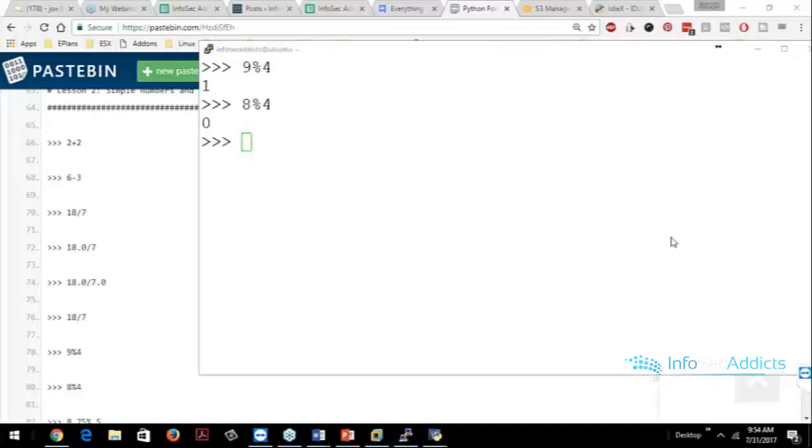Okay, Yanku's got a question. Let me see. You did 9.0 divided by 4.0, 2.25. Then you did 9.0 modulus 4.0. Oh, it gave you the remainder as a float. Right. So here he divided floating point math, got the answer in floating point math. Here you did modulus with floating point math, and you got the remainder as floating point math.